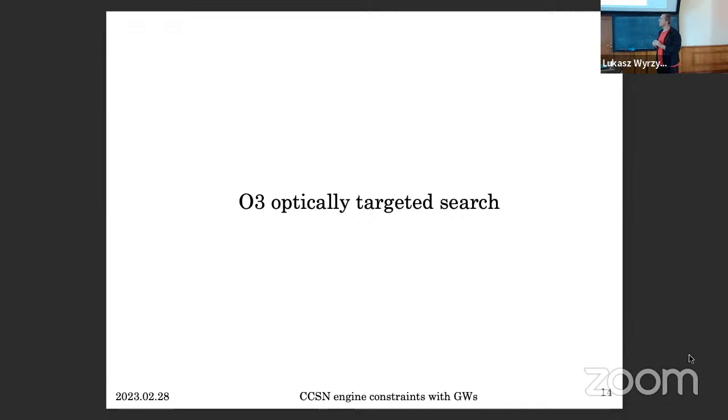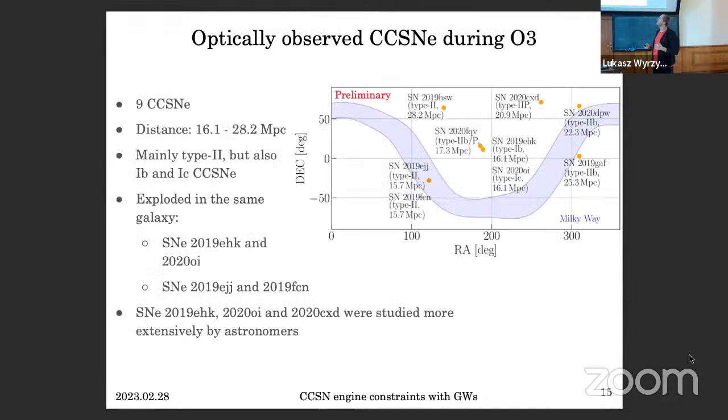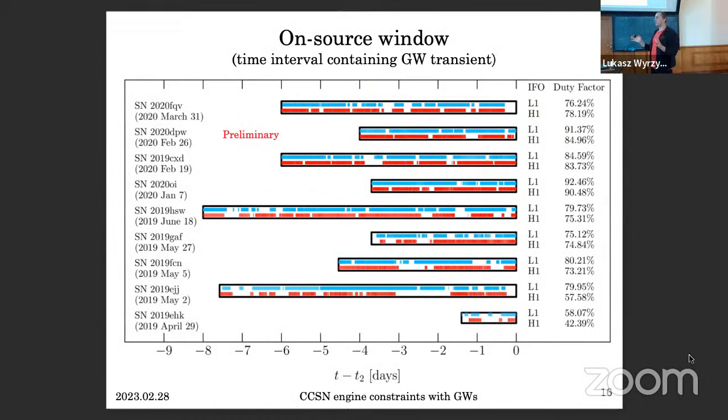So let me start by saying that with the O3 data, we had 9 core collapse supernovae, and I show where they are on the sky. The distances were from 16 to 30 megaparsecs, and we mainly have typical type II core collapse supernovae, with one or two more energetic ones, Ib and Ic. Two of them exploded exactly in the same galaxy, and another couple also exploded in the same galaxy, right here and right here. And three of them were extensively studied by the astronomers, so we are happy that we can also add more value to them. When we have collected the astronomical data, we extrapolate to the time when we can find the gravitational waves.